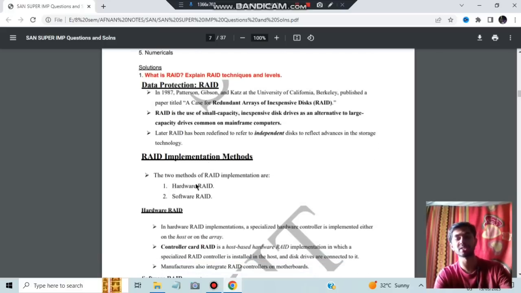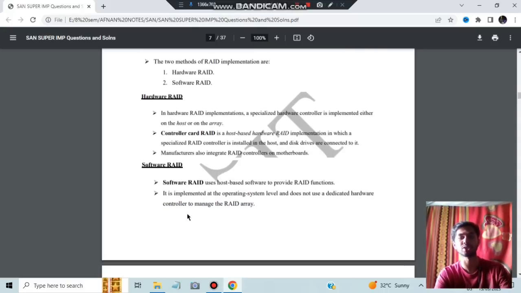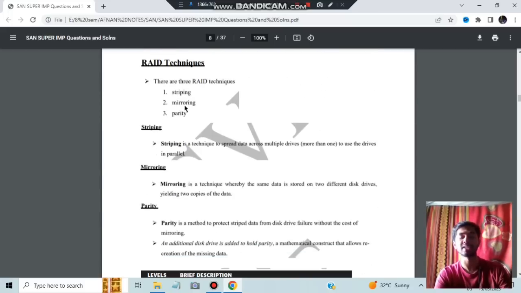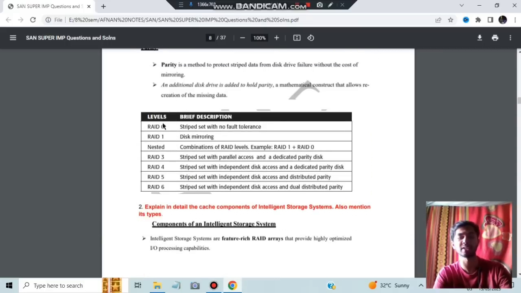Two types of RAID implementation methods are there: hardware RAID and software RAID. In hardware RAID, you will have a controller card, and in software RAID, you will have some software, a software-based solution. In RAID techniques, there are three: striping, mirroring, and parity. Striping means dividing data into different parts. Mirroring means making a replica of it. Parity means you have one block which is reserved for the parity, and it helps in correcting errors. Okay, those are the three RAID techniques, and RAID levels are as follows.